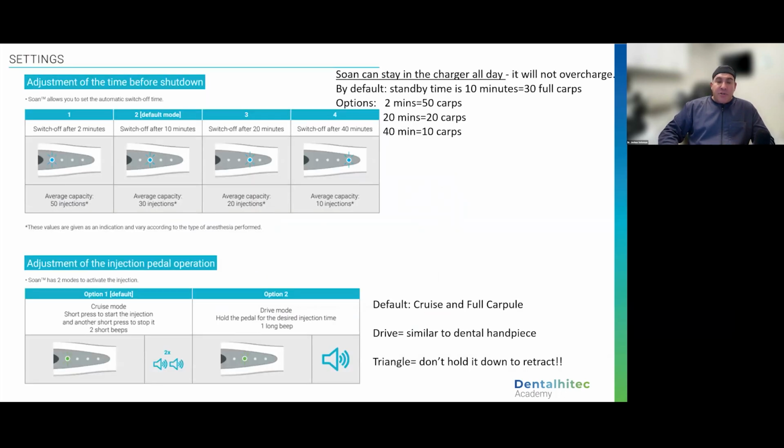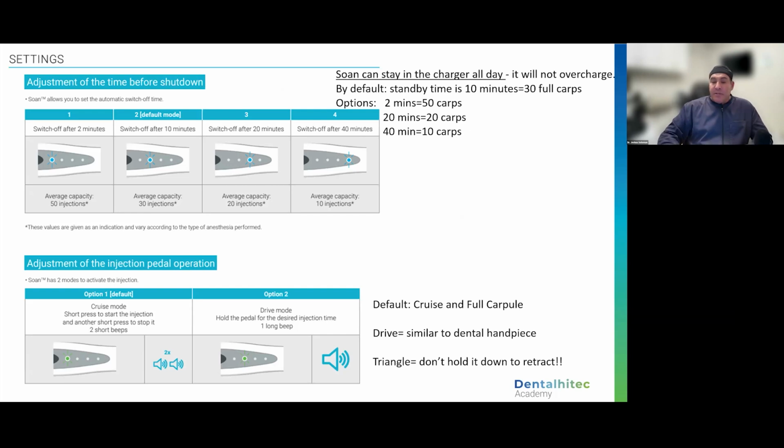As far as options go, the only ones that I want to talk about right now are cruise and drive. The difference here is that in cruise mode, you're going to press the pedal once to start and then again to stop it. There's going to be a defined level of how much local you're going to give. And you can set that as an option, either quarter carpule, half carpule, 3/4, or full. It really is up to the doctor.